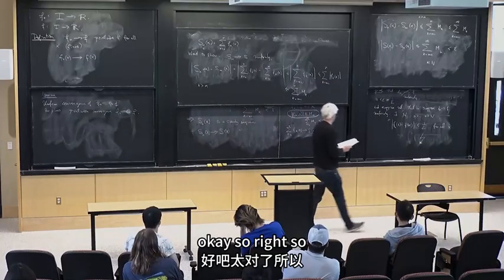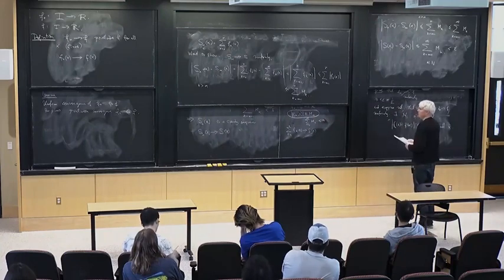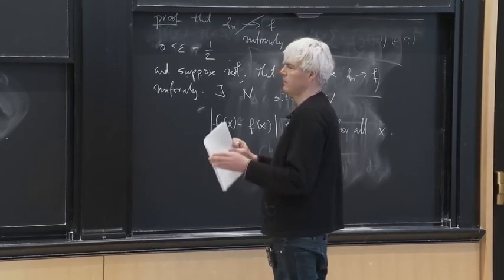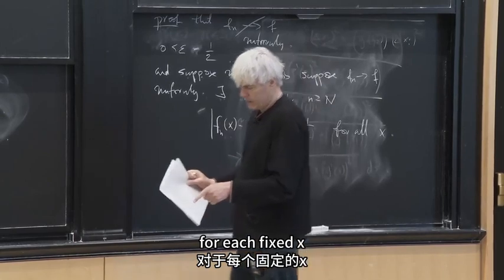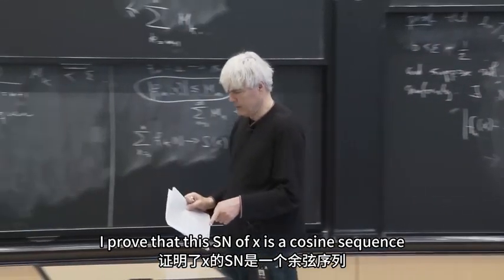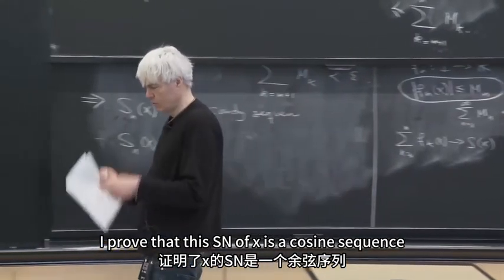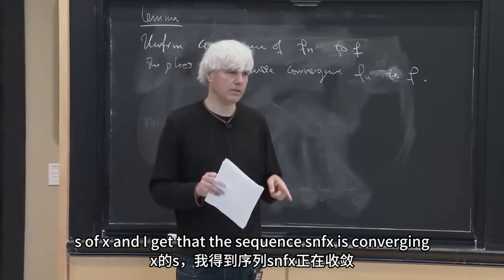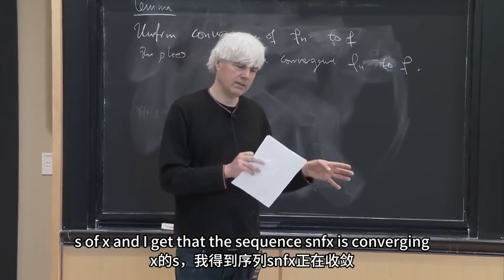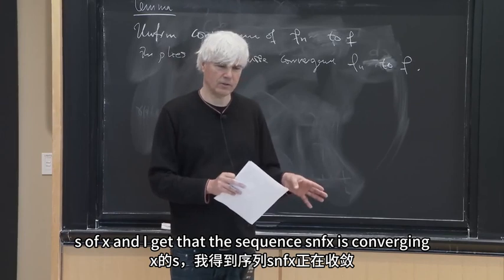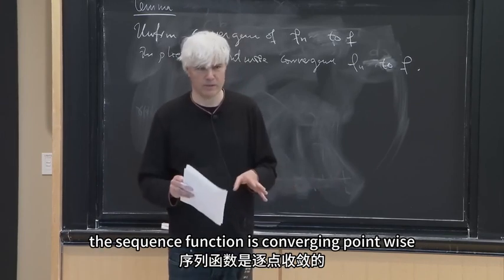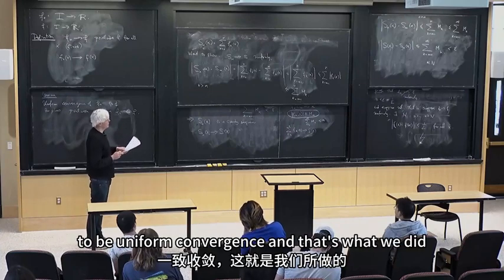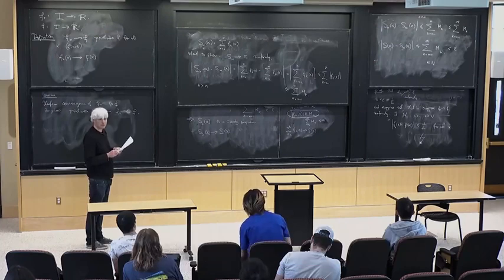Okay, so the first thing is, for each fixed x, I prove that this Sn of x is a Cauchy sequence. That then allows me to define a function S of x, and I get that the sequence of functions Sn of x is converging pointwise. And then once I have that, I need to upgrade it to uniform convergence, and that's what we did here.